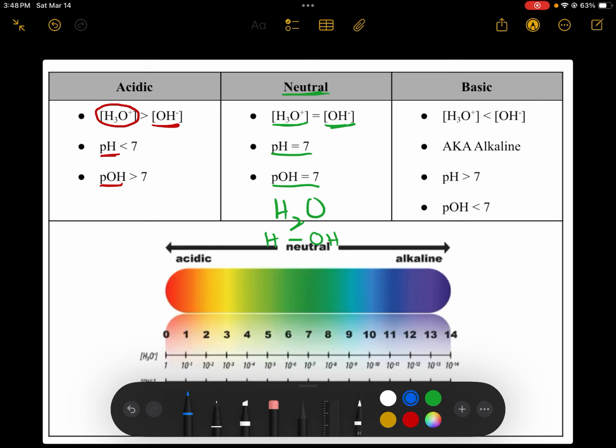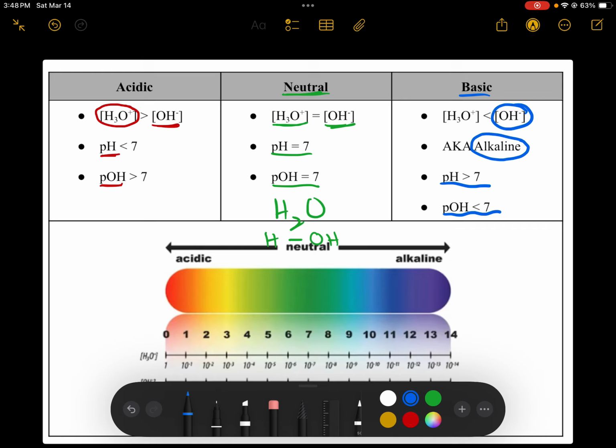Our basic substances are the opposite of acids. They have a hydroxide concentration that is greater than their hydronium concentration. They have pH values that are greater than 7, but pOH values that are less than 7. One term I'd like you to be aware of is the term alkaline. The term alkaline and the term base mean the same thing. So basic substances are alkaline in nature.